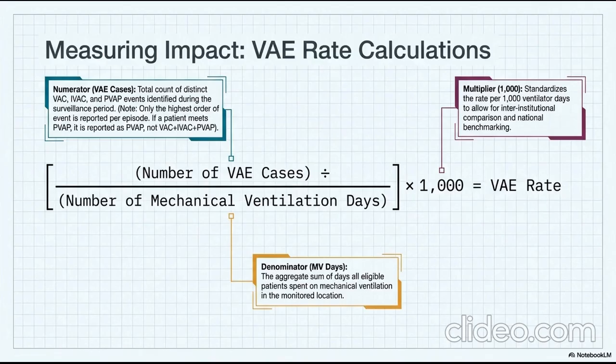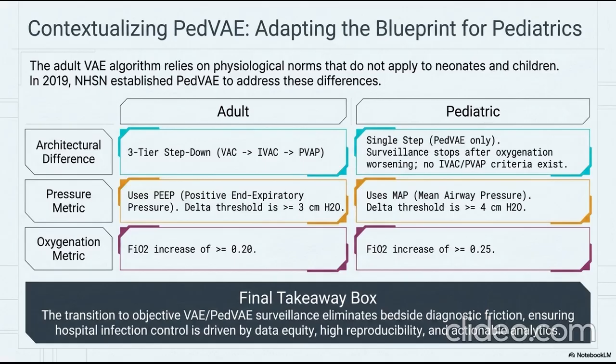Measuring impact. VAE rate calculations. For benchmarking, we use the VAE rate formula. The numerator is the count of distinct events, but remember, you only report the highest order of event per episode. If a patient meets PVAP, you don't count them as a VAC and an IVAC, just as a PVAP. The denominator is the aggregate sum of mechanical ventilation days for all eligible patients in that unit.